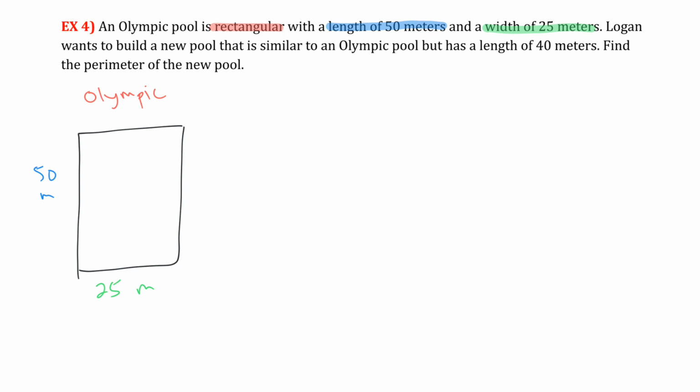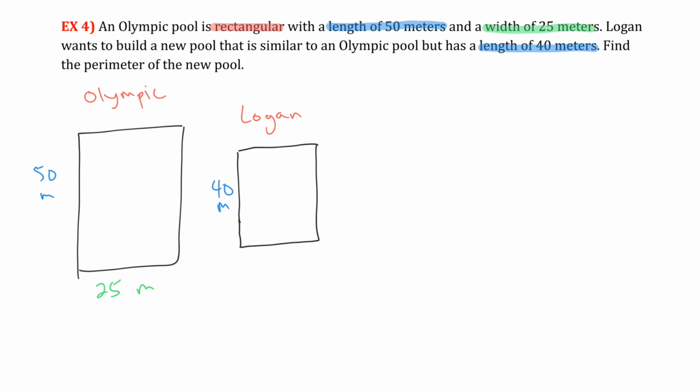All right. Now, Logan is building that new pool, and it's going to be similar to the Olympic pool. However, it has a length of 40 meters instead. So if I were to compare the lengths of both of these pools, Logan's pool is going to be a little bit smaller because the length is also smaller. So when I draw Logan's pool, I'm going to draw it a little bit smaller. Here we go. This is Logan's pool. And then Logan's pool again has a length of 40 meters.